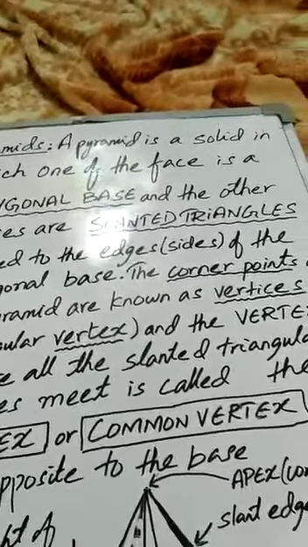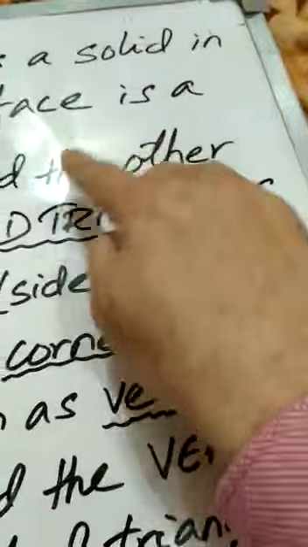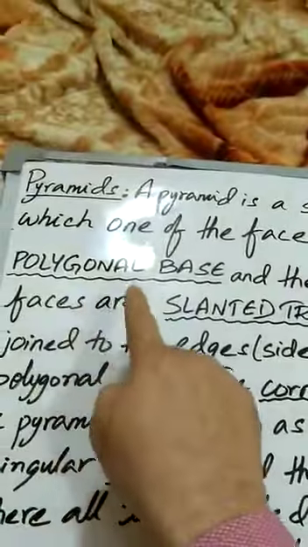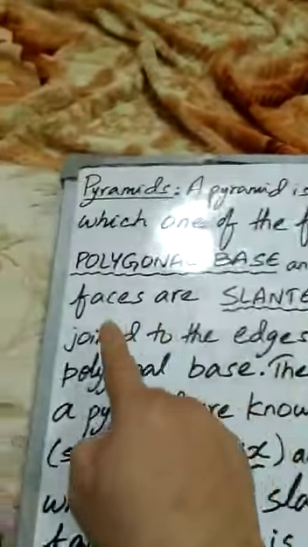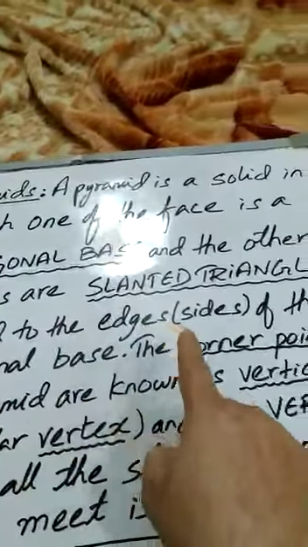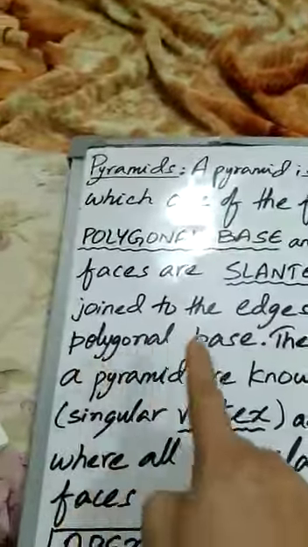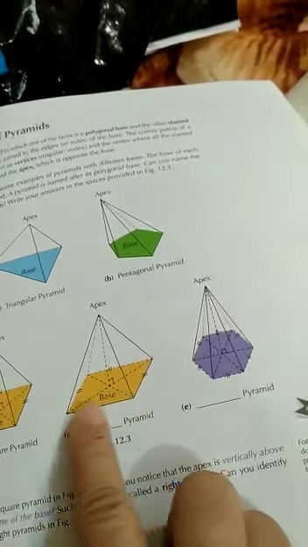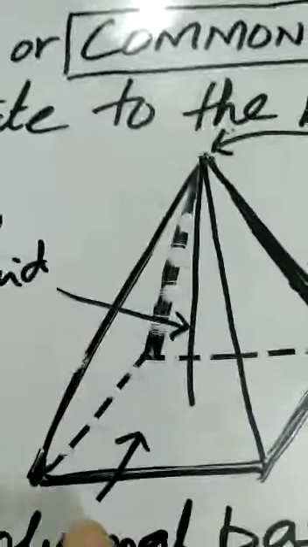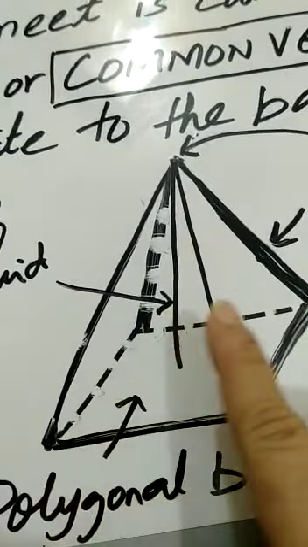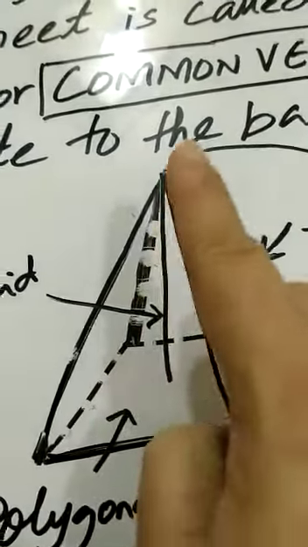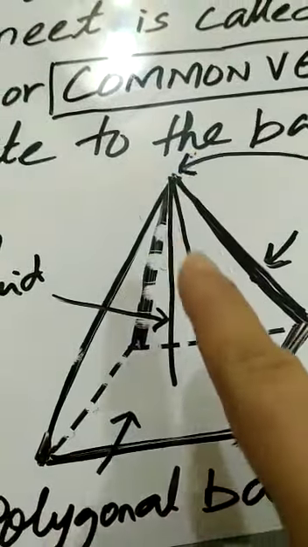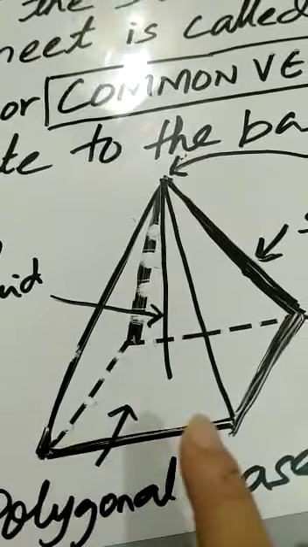Okay, now after this, look here, and all the other faces are slanted triangles. Now they join to the edges or sides of the polygonal base. As I told you here, these slanted triangles are joined with the polygonal base. Look here, this is a polygonal base. So this triangle, the front one, is attached with the square base.